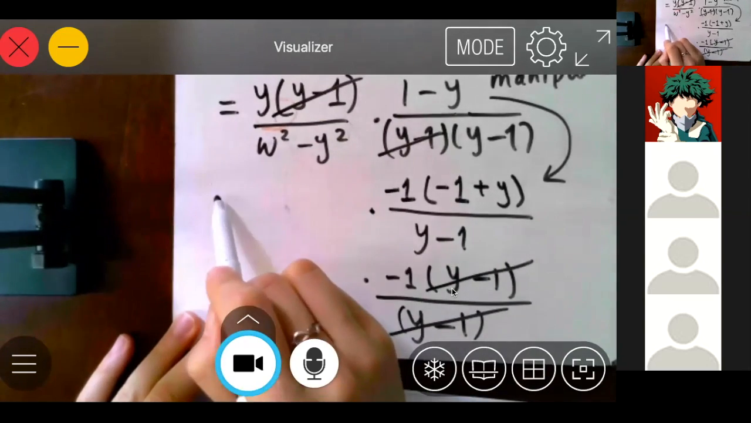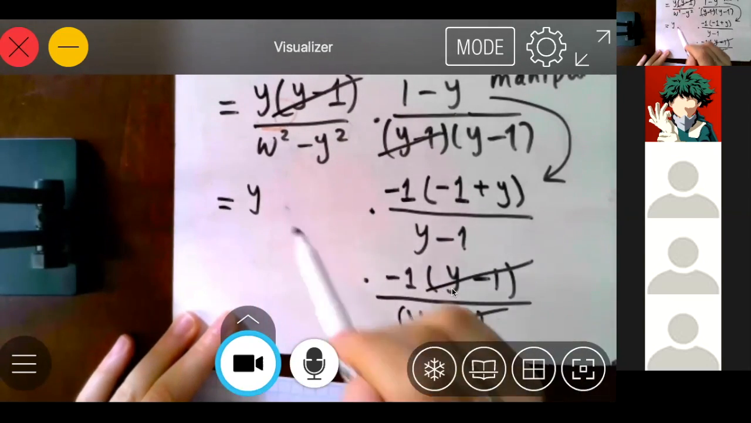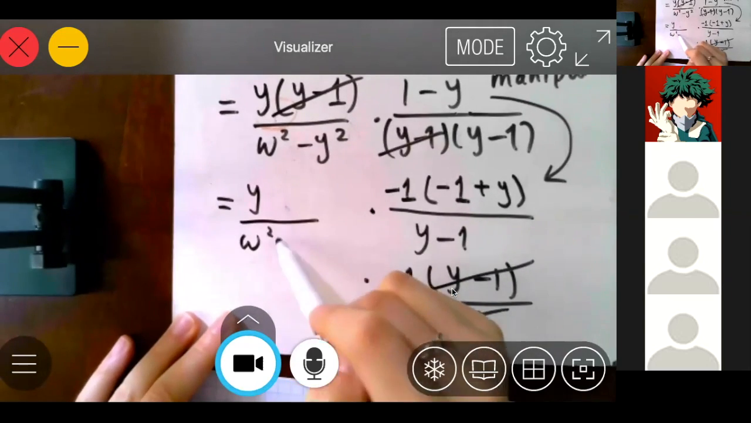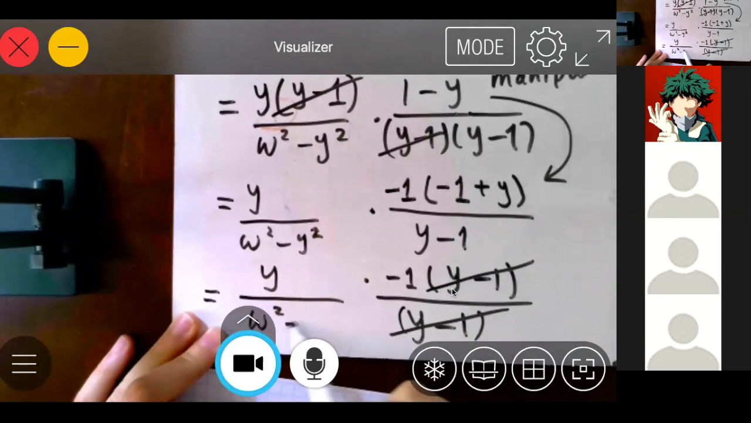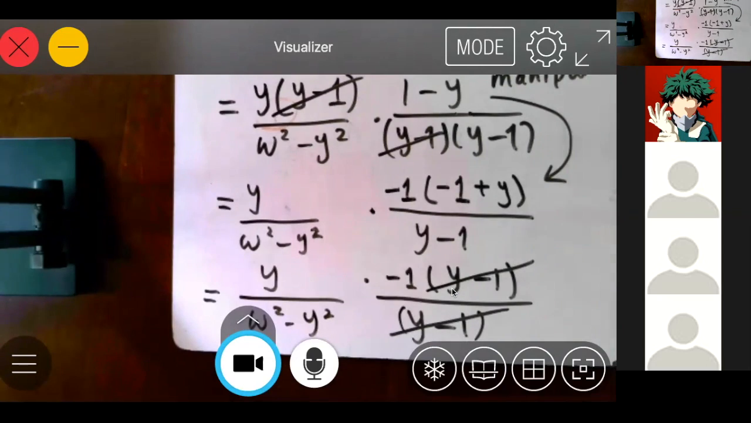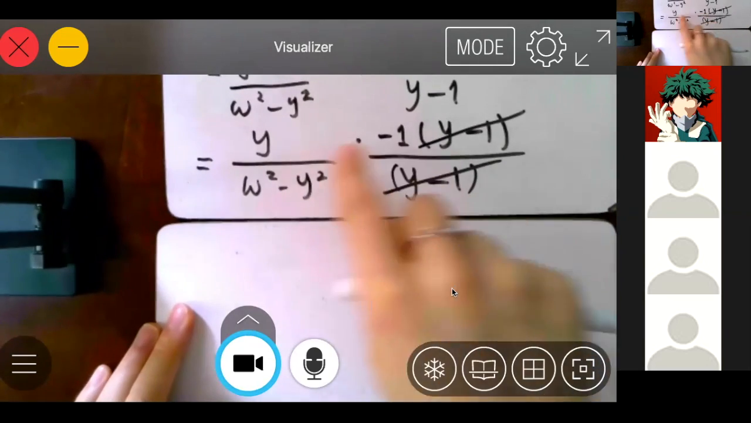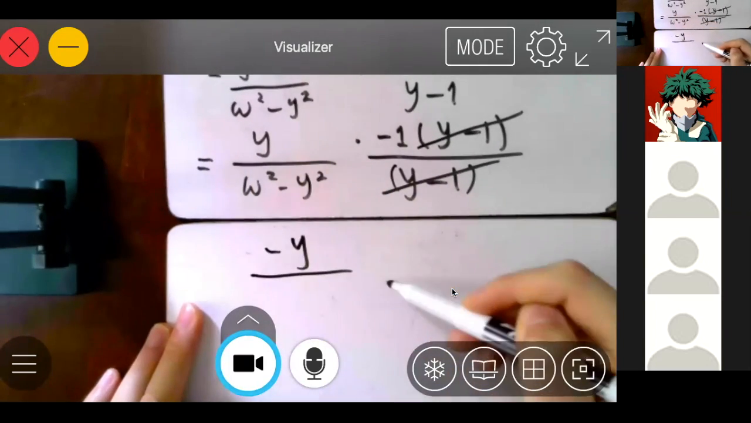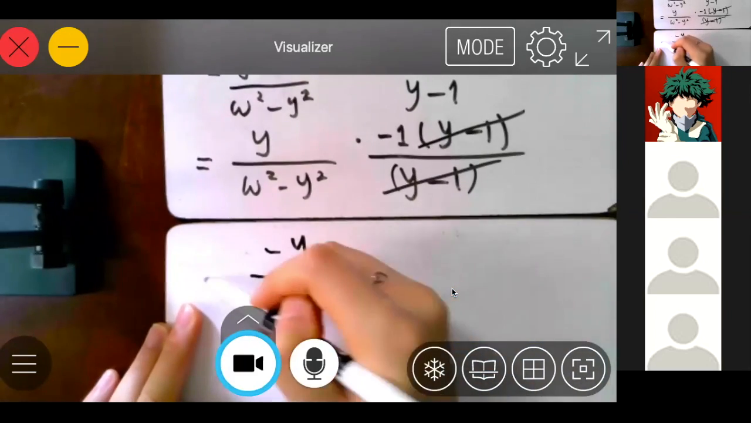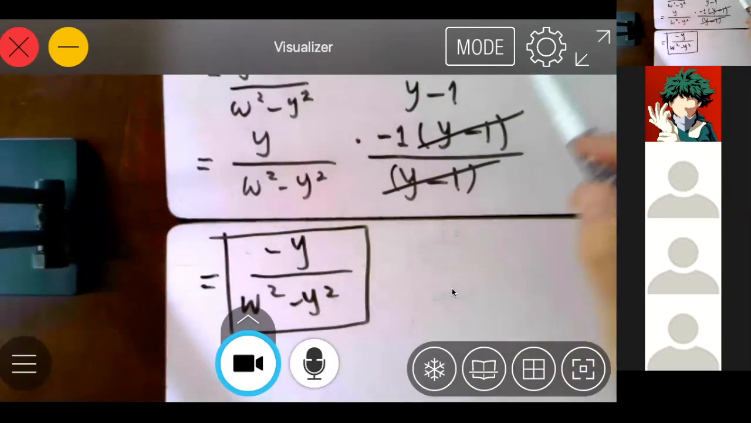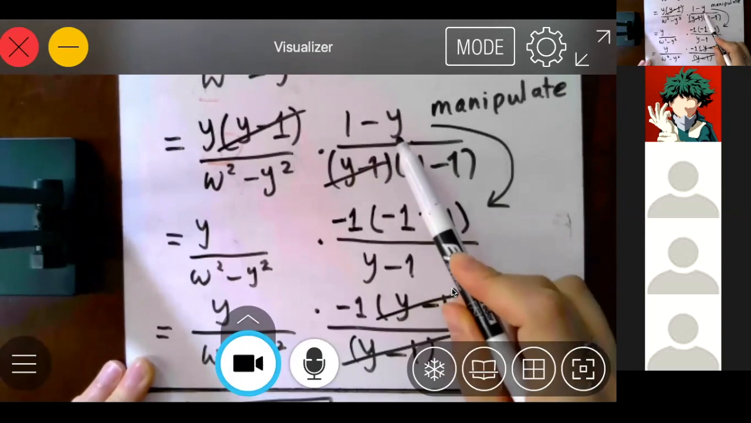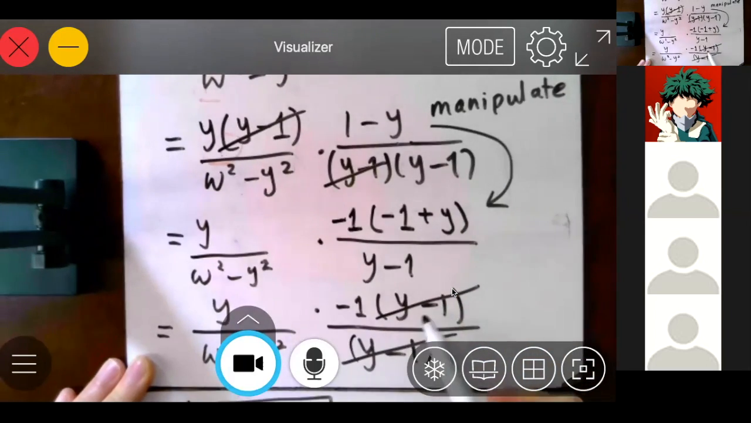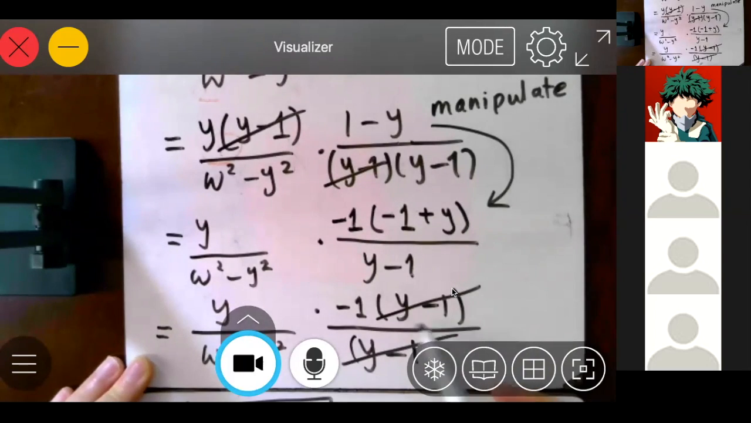So let's do the rest of them. You're going to multiply the rest of them. And that's how in your final answer you have negative 1 times y, which is negative y, over w squared minus y squared, because we manipulated the top part. We manipulated 1 minus y, so we will have y minus 1. So we can simplify.